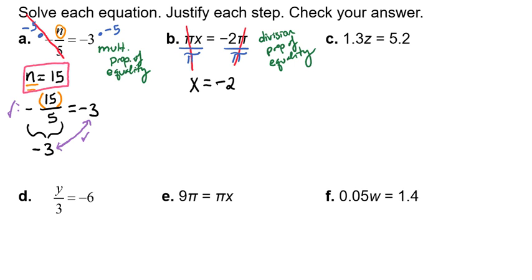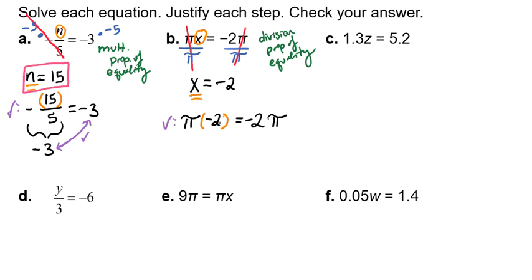Now we still have to check our answer. So we're going to do the same thing that we did on the last problem. We're going to take our x, our variable, and replace it with the negative 2 that we got. Now we have a couple different options here. We can either actually multiply 2 by pi and see if it matches our negative 2 times pi on the other side.